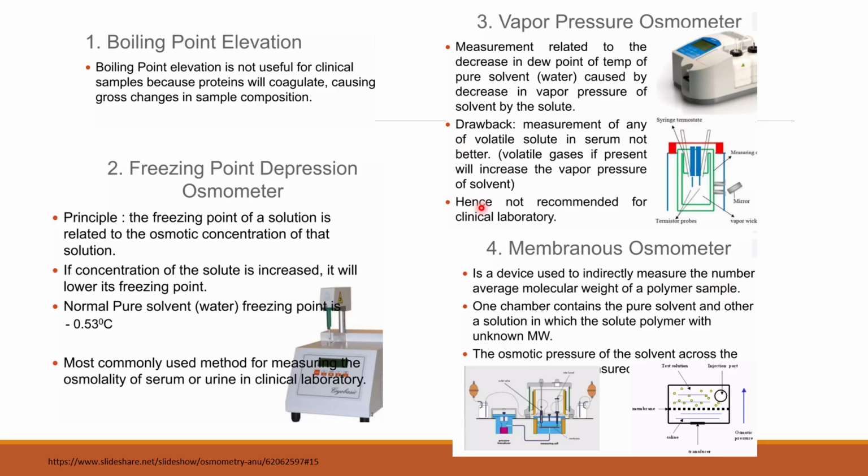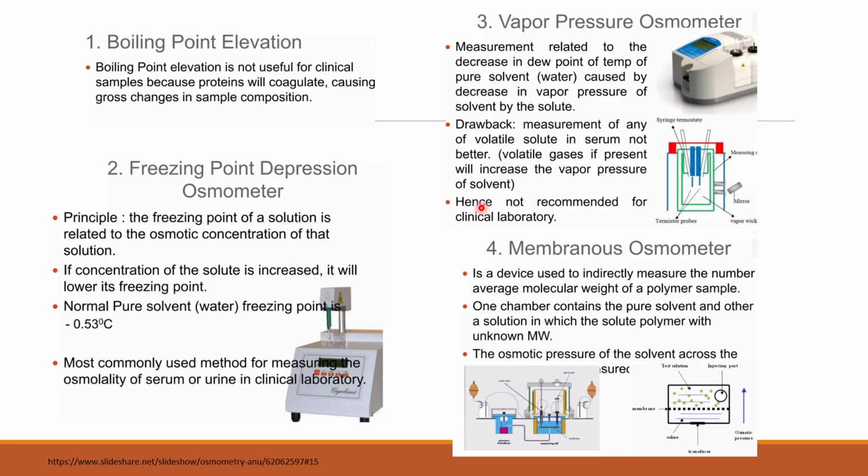So the first, what is boiling point elevation? It is not useful in clinical and live samples, or cellular samples, because it coagulates your proteins. As the name suggests, you have to boil the sample to a temperature where it reaches its boiling point. You have to heat it that much, so your cells will die and your proteins will coagulate or aggregate. So mostly we don't use this.